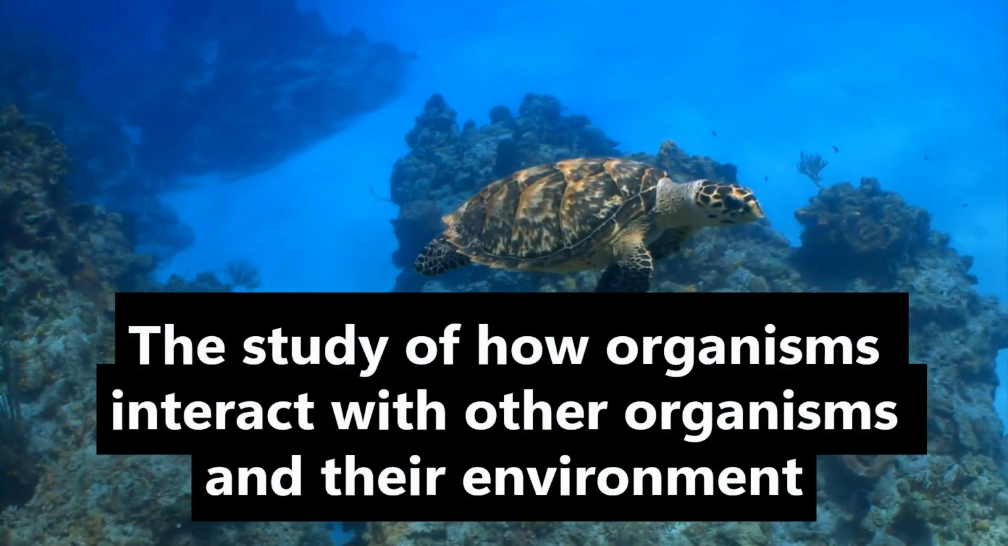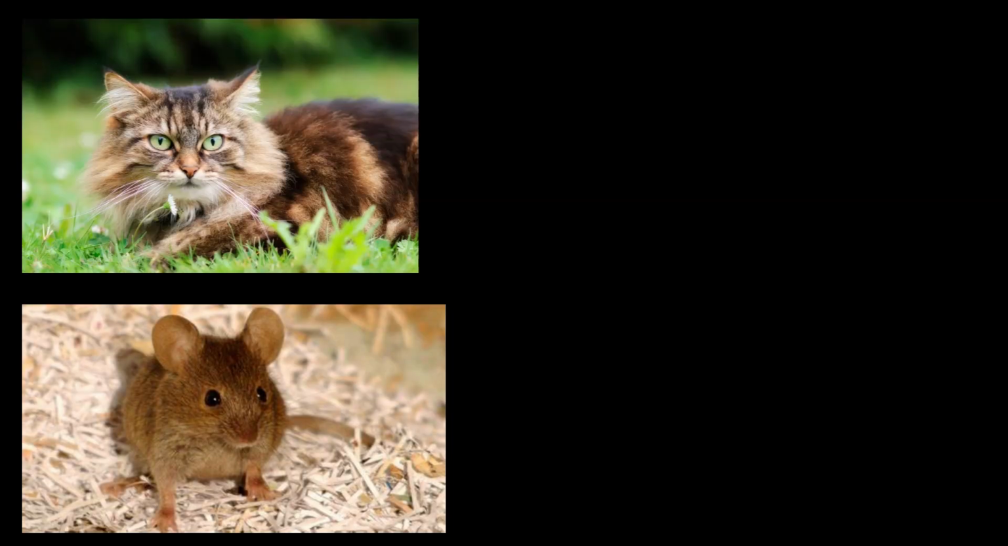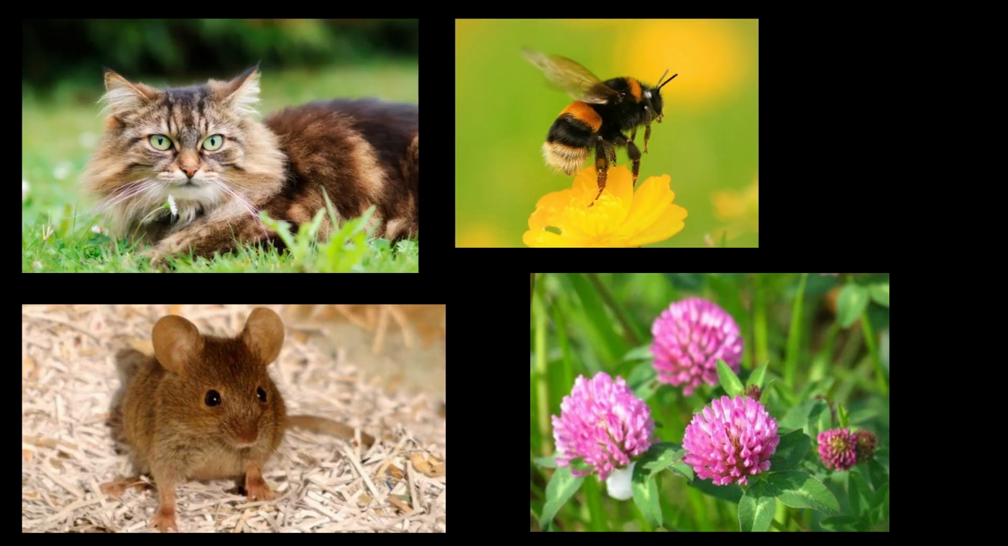Before we dive in, I want to begin with a simple question, a thought experiment. Cats, mice, bees, and clover are all part of a typical farmland ecosystem. My question is, do you think the cats have any effect on the clover?